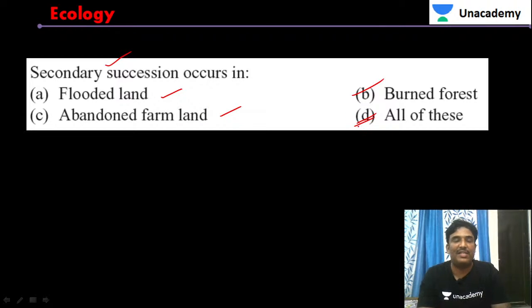So what is secondary succession? For example, you see a forest. When a forest is well developed with several plants, suddenly the forest is caught in a fire. Then what happens? All the plants get burnt and turn into ashes. Then after a few years, slowly new plants start arising from the burnt forest. Such type of succession is called secondary succession. Okay students, so yes, all of this is the right answer.